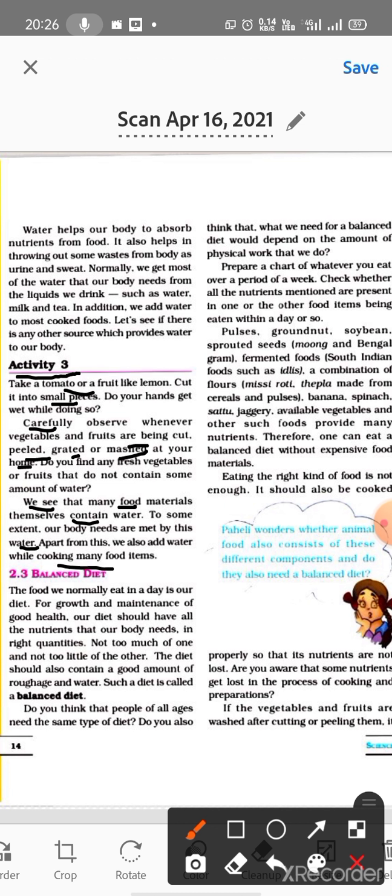So, what is given? Vegetables and fruits both contain water. They provide water to our body and also meet the needs of water for our body. Yes, so vegetables and fruits also have water inside them.